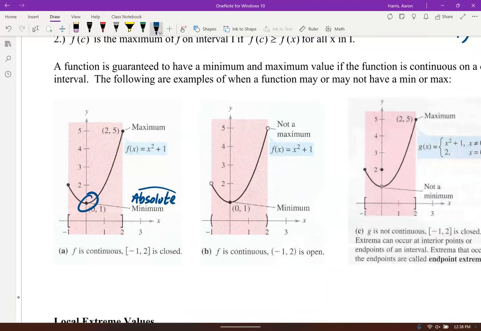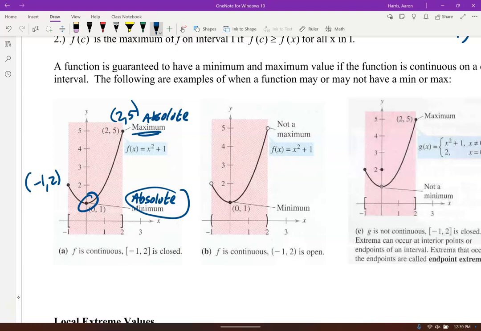So let's go back to these graphs and let's discuss these situations. So this one's an absolute minimum. And if you notice, this is on a closed interval. So notice at f of -1, I have the value of 2. At f of 2, I've got the value of 5. So this is the maximum, or absolute maximum. It's absolutely the highest point on that domain.